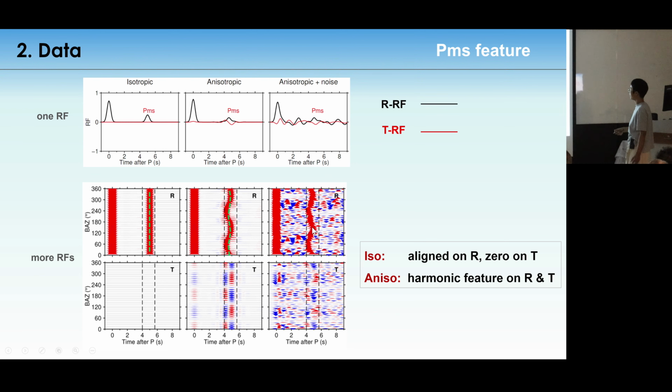But here, if we use multiple receiver functions, we can see that the harmonic features are still visible, even though we have strong noise here. So this feature of the PMS for multiple receiver functions is very typical and can be used to detect the anisotropic crust, because it's quite different from this one.